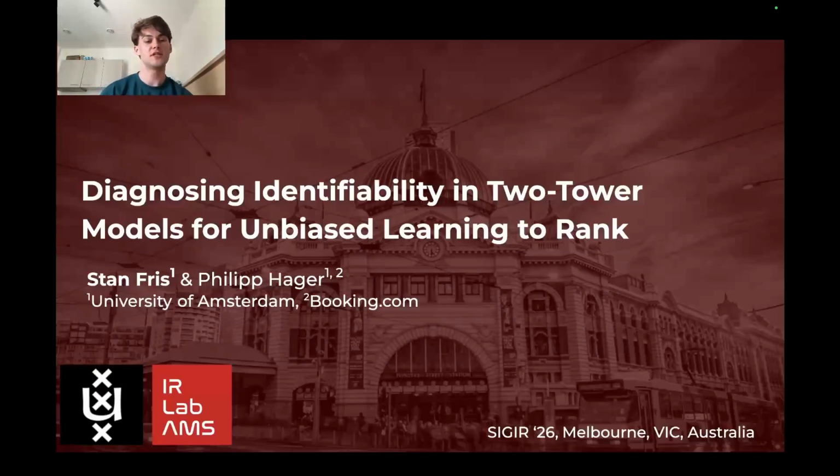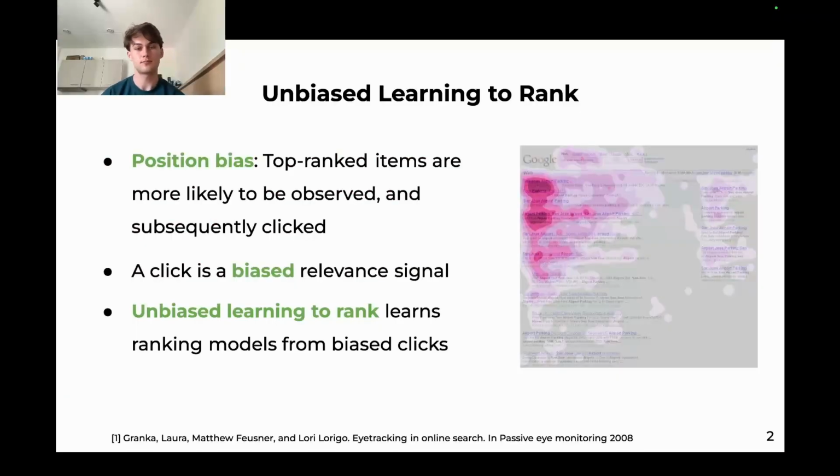Hi, my name is Dan Fris, and I'll be presenting the full paper that we presented at SIGIR 2026, Diagnosing Identifiability in Two-Tower Models for Unbiased Learning to Rank, which is a work that I did with Philip Hager at the University of Amsterdam. And the purpose of this video is to reiterate the presentation I gave there, so it's open for everyone to see and to encourage your interest in our work.